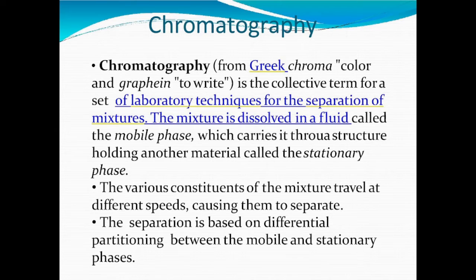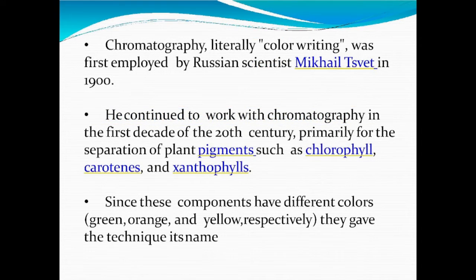On what basis does the separation of the mixture happen? The separation is based on differential partitioning between the mobile and the stationary phase. As I said, chromatography literally means color writing, and it was first employed by the Russian scientist Mikhail Tswett in 1900. He was working primarily on the separation of pigments such as chlorophyll, carotene, as well as xanthophylls.